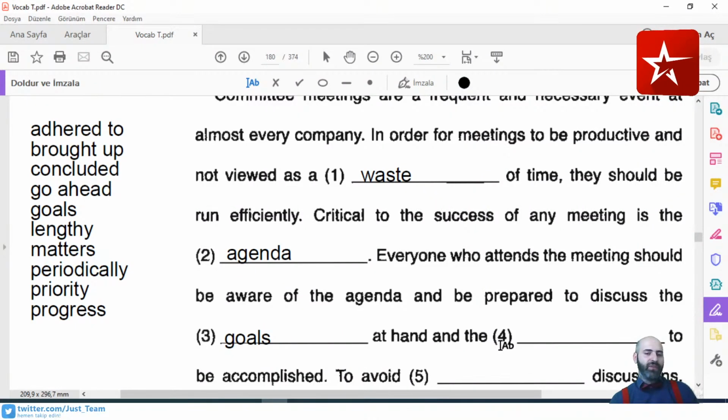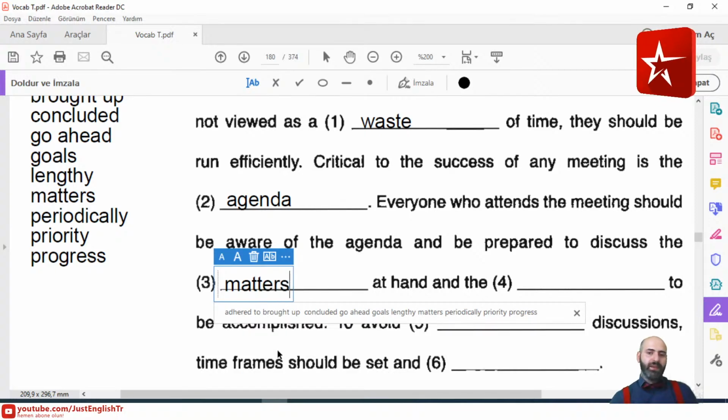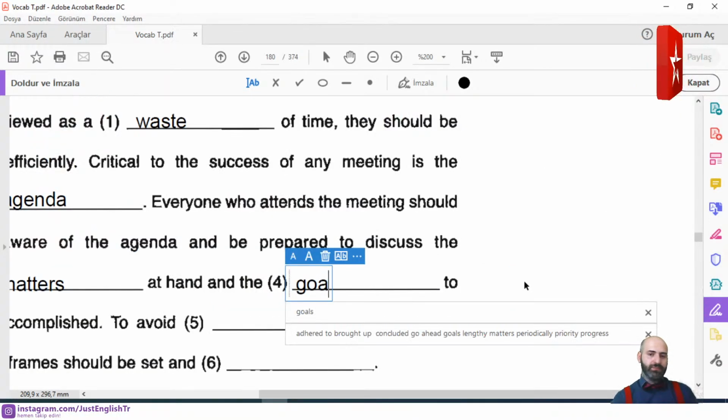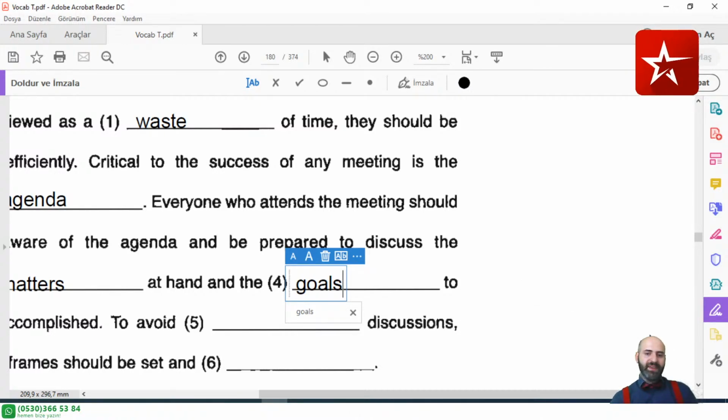Again, another noun, number 4. What do we need for number 4? Guys, sorry, I mixed up something over here. Actually, Firuza was correct. For number 3, we need matters, and number 4, we need goals, because we can accomplish what? We accomplish goals. I did not read the continuing of the sentence. That's why I made a mistake for it. So here, let's change to matters. And here we write goals. Now it looks better.